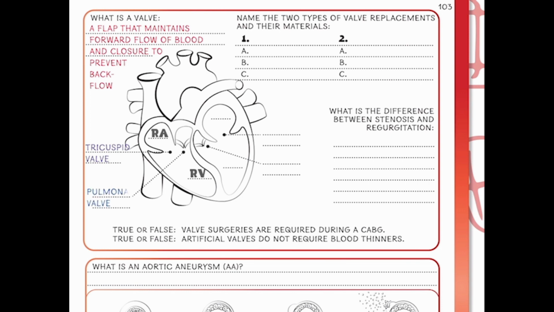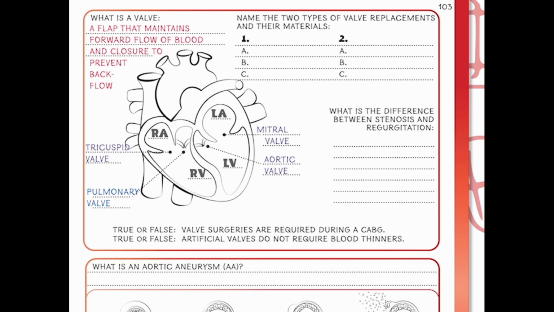And then we have our pulmonary valve or pulmonic valve. And this is going to be the valve that the blood leaves the heart and goes into the lungs. Then we have our mitral valve, and this is going to be between that left atrium and the left ventricle. We also have our aortic valve, and this is that valve before the blood leaves the heart and enters the aorta.